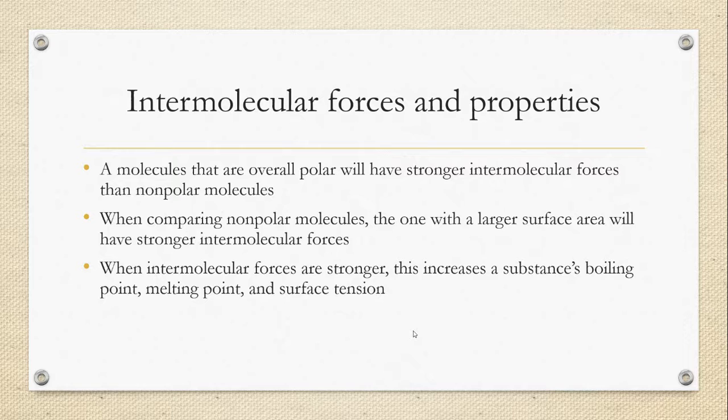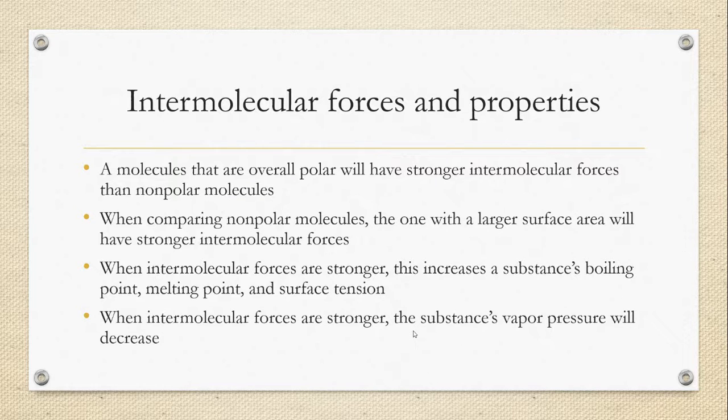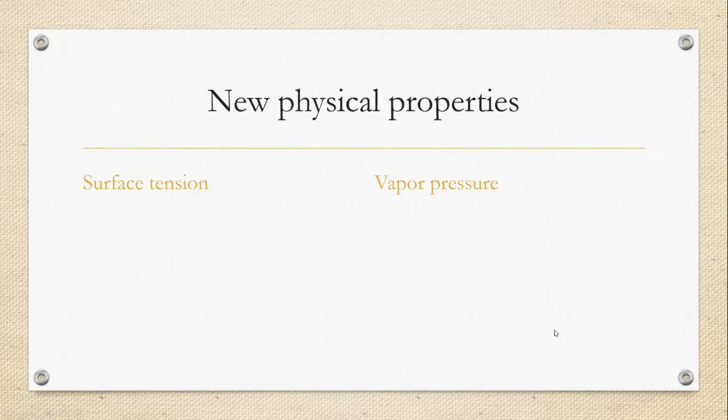When intermolecular forces are stronger, this is going to increase the substance's boiling point, melting point, and surface tension. Versus when intermolecular forces are stronger, the substance's vapor pressure will decrease. So that one's kind of different. And these are two new physical properties that we're discussing here.